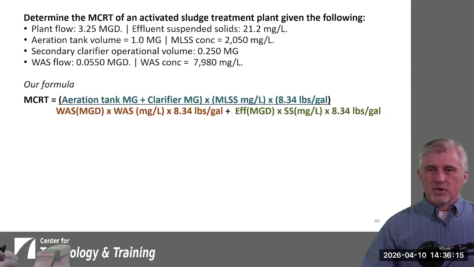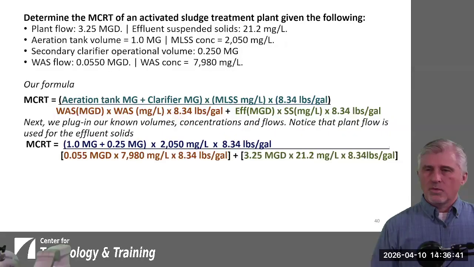So our formula, again: aeration tank, a million gallons of that, plus the clarifier, times the MLSS concentration, times 8.34, over the WAS, million gallons a day, times its concentration times 8.34. And then we add that to the effluent MGD times the concentration times 8.34 pounds per gallon. So we plug those in, and this is what we get.